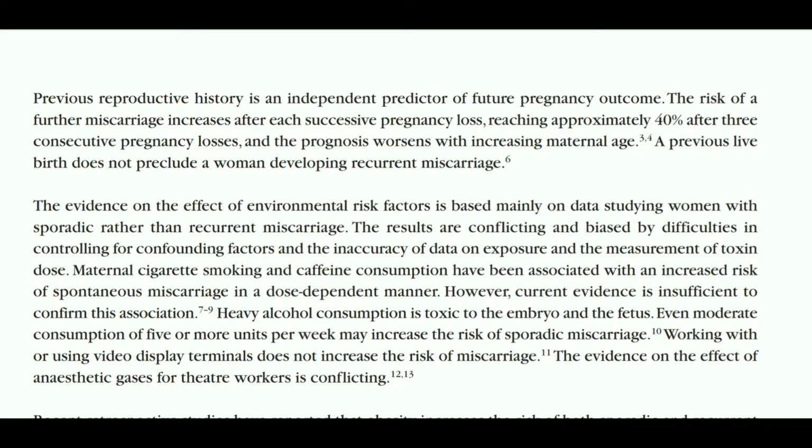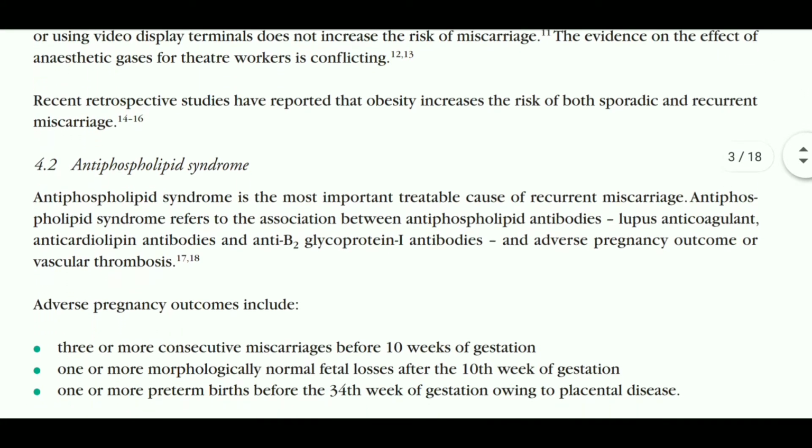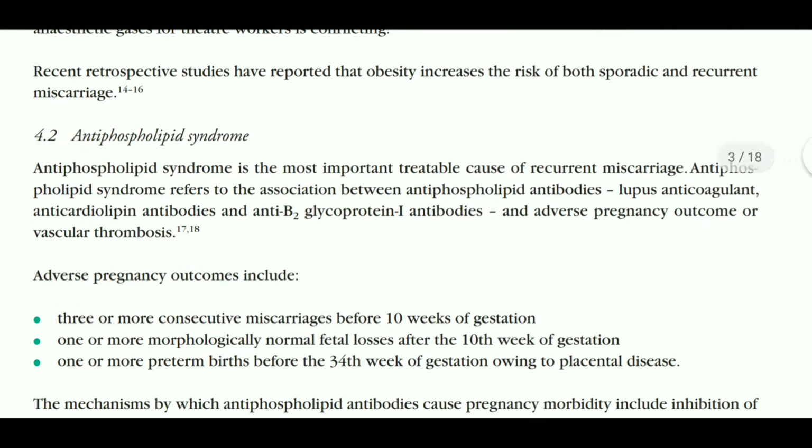Heavy alcohol consumption is toxic to the embryo and fetus, and even moderate consumption of 5 units per week may increase the risk of sporadic miscarriage. Another important thing is that working with a video display terminal does not increase the risk of miscarriage, and the evidence on anesthetic gases for theater workers is conflicting. About obesity, retrospective studies have reported that obesity increases the risk of both sporadic and recurrent miscarriages.